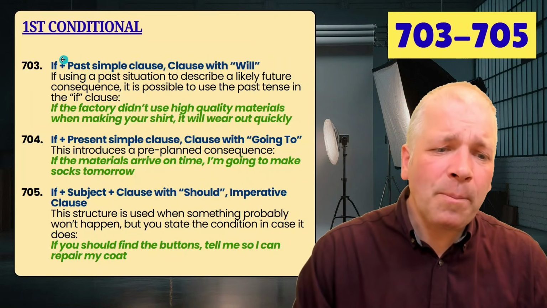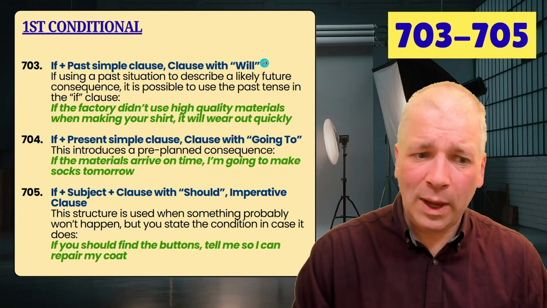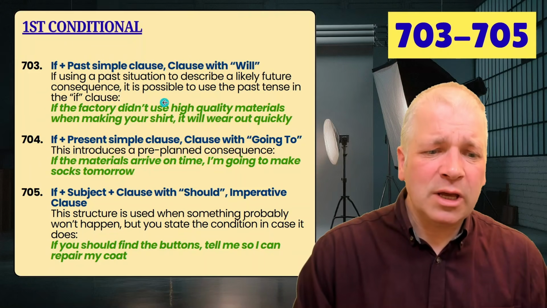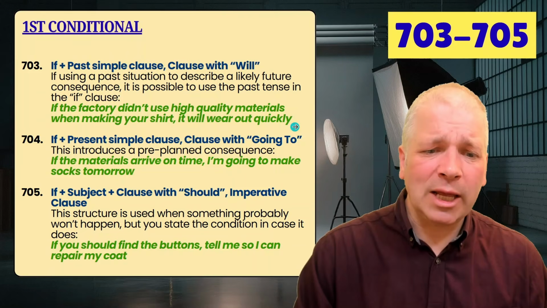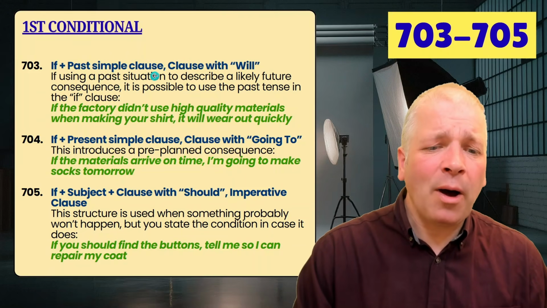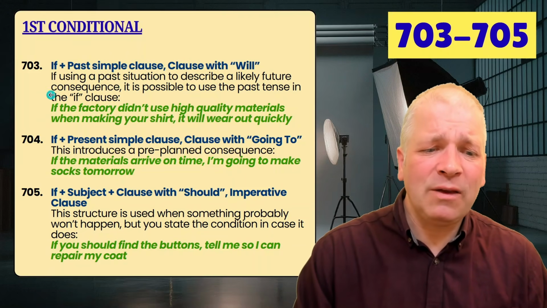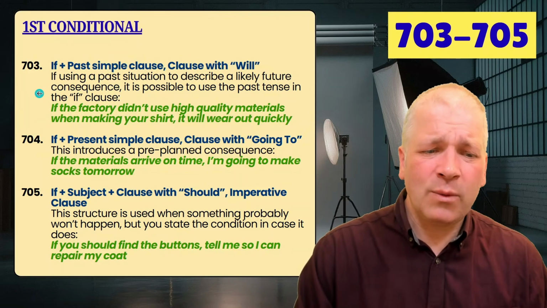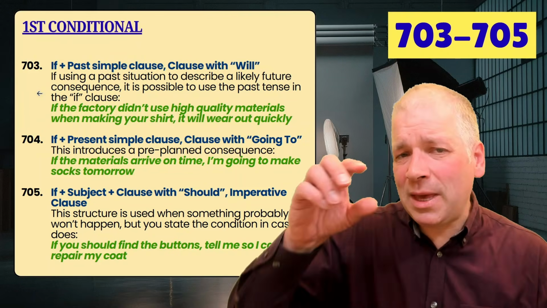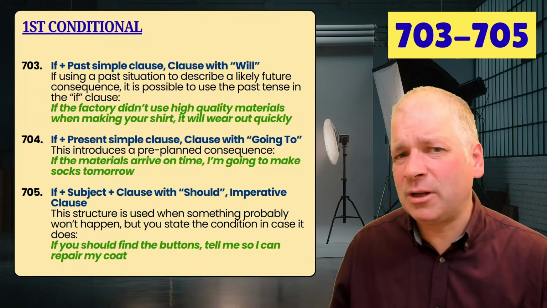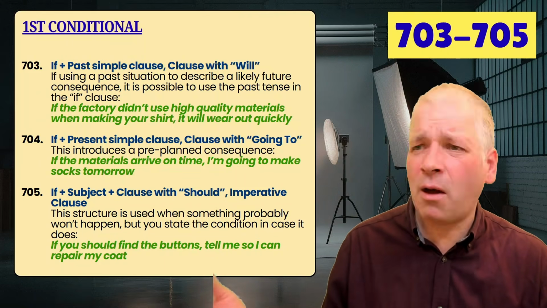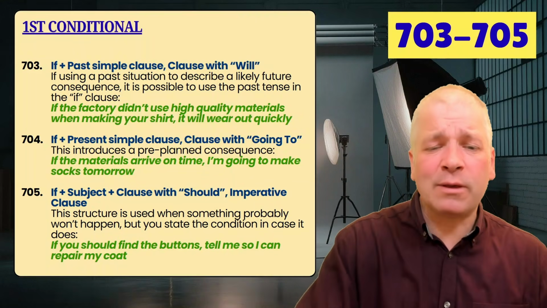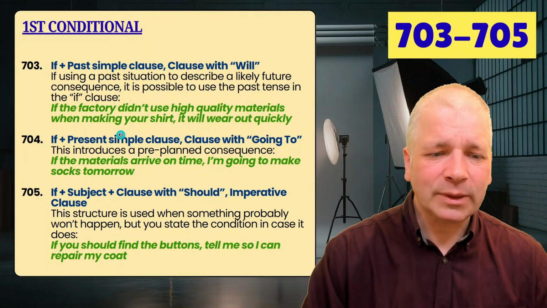You could also use a past simple clause before will. If the factory didn't use high quality materials when making your shirt, it will wear out quickly. What's happened here? Well, it's a past situation describing a likely future consequence. So we're not sure about this. We're being hypothetical about something that happened in the past we don't actually know about. Did they use high quality materials? We don't know. But if they did, then this will be the consequence.